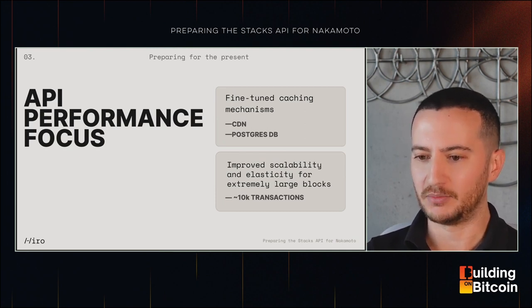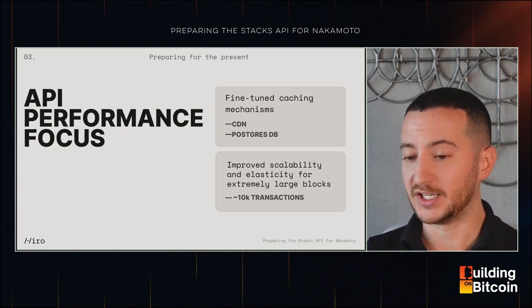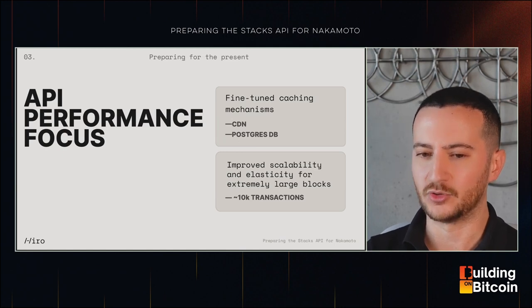And it also meant that if a call had to be forwarded to the API, we also put in place some internal caches on the Postgres database to be able to serve information as quickly as possible without having to recalculate or do very high computation.